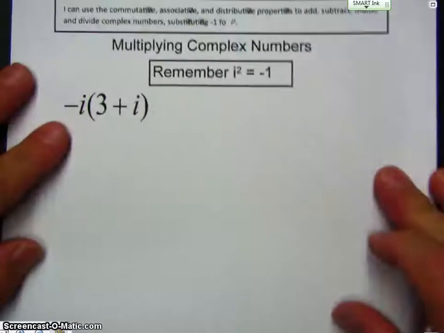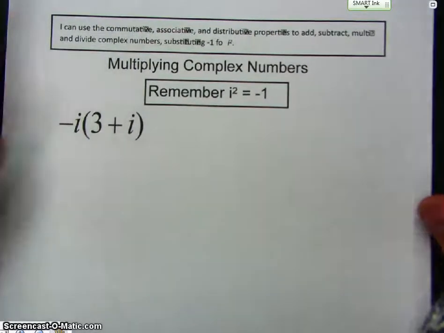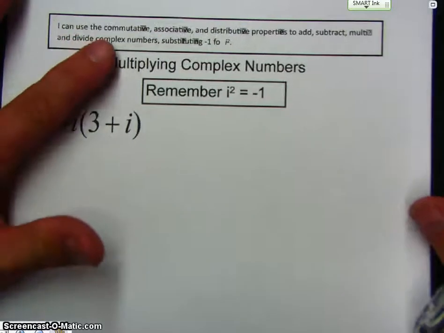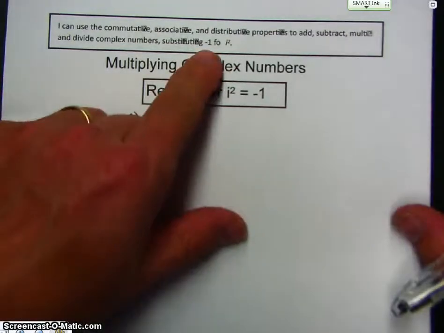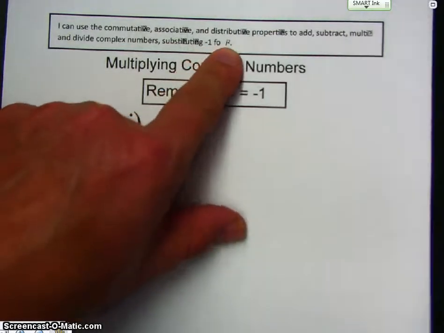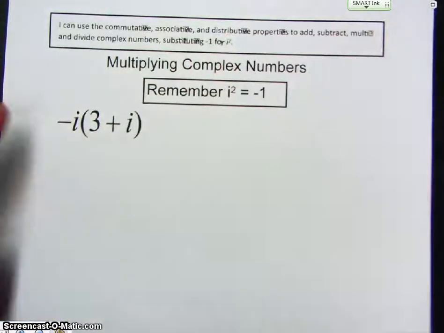All right, in this video, the objective is I can use the commutative, associative, and distributive properties to add, subtract, multiply, and divide complex numbers, substituting -1 for i squared. All right, there's a lot of this.